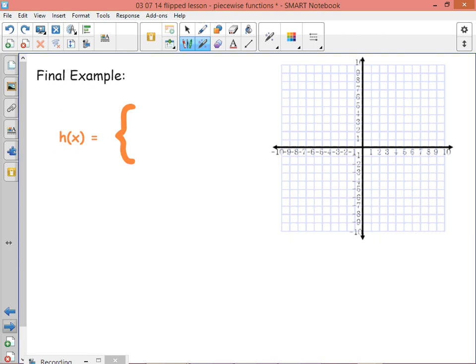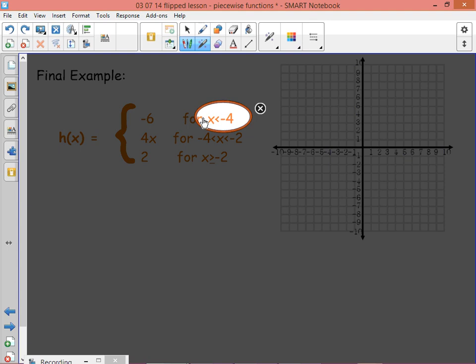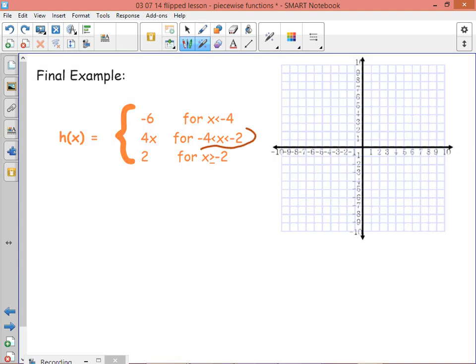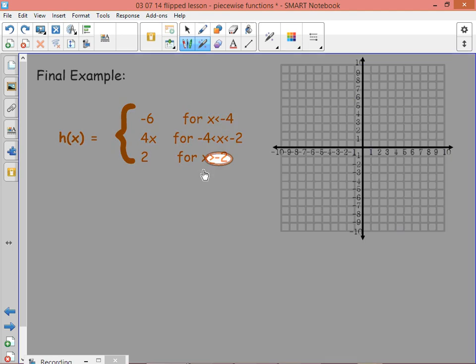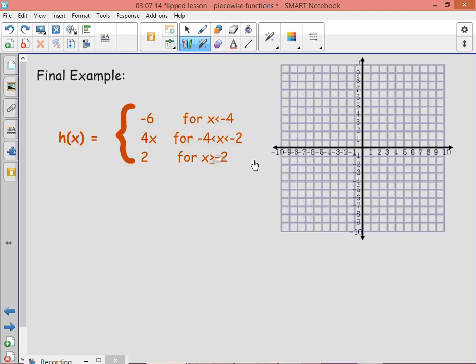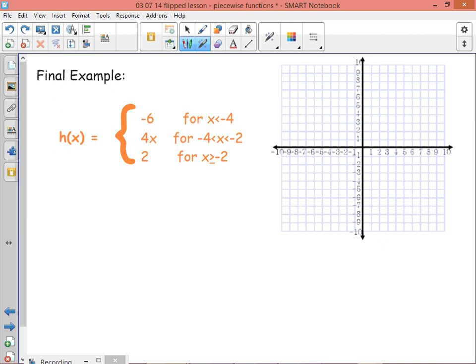One more final example. I'll try to do this as quickly as possible, just to show you that you don't always need to have two pieces. You can do this in 3 or 4 or 5 or 7 or 1,000 different pieces for your function. You just need to have a different interval set up for each one. Here we have 3 intervals. When x is less than -4, when x is between -4 and -2, and when x is greater than or equal to -2. I've made this very easy to make it quick to graph.